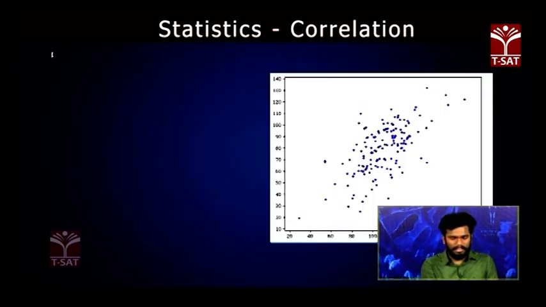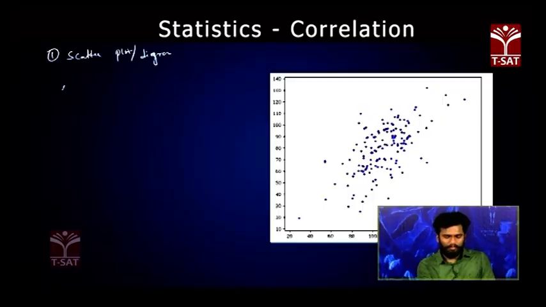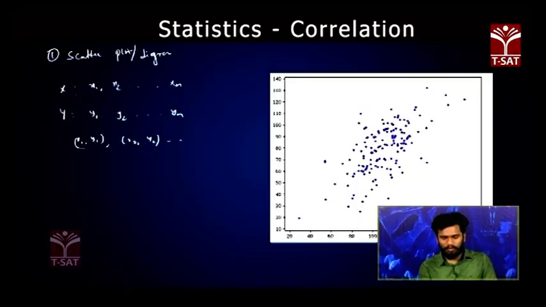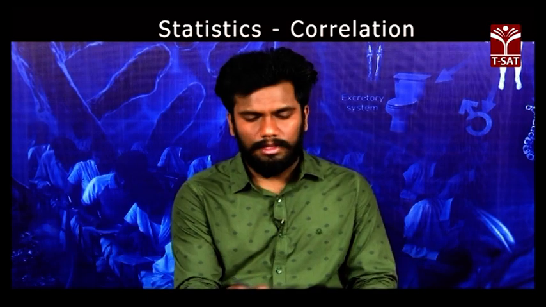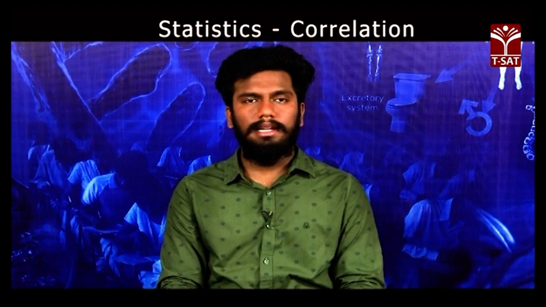Now how to find these correlations, and how can we find out whether x and y are correlated? First we will see what a scatter diagram is. Scatter diagram or scatter plot we can call it. There are variables x and y taking x1, x2, and so on up to xn, and y1, y2, and so on up to yn. I will take the ordered pairs x1, y1, x2, y2, and so on up to xn, yn. Now I will plot all these ordered pairs in the graph like this. This is nothing but a scatter plot or scatter diagram.